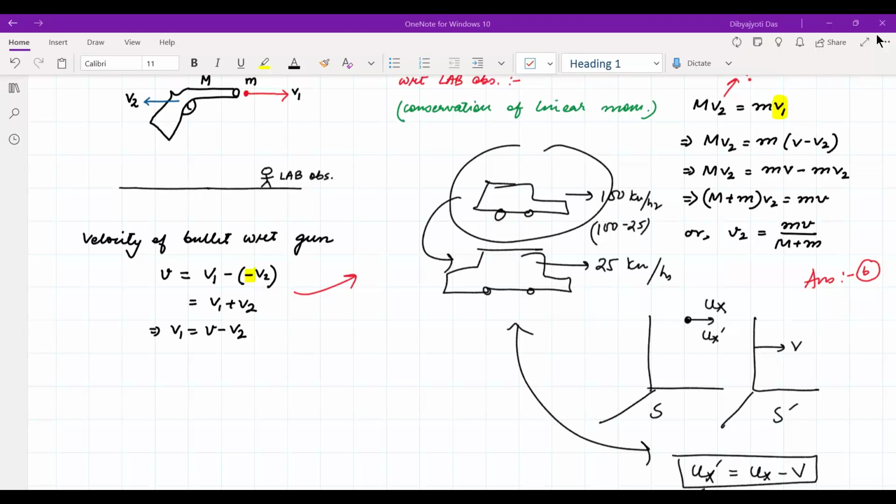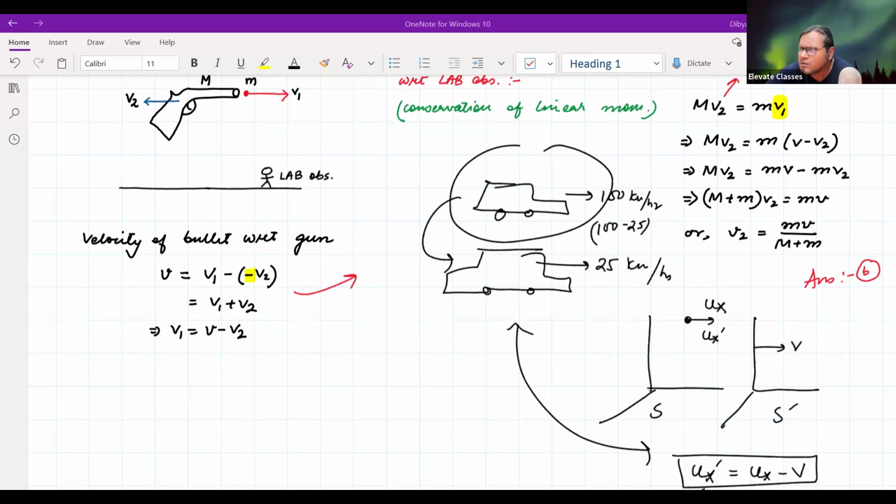All right. So I'm saying that the formula for the velocity of the bullet with respect to the gun is the velocity of the bullet with respect to the lab observer minus the velocity of the gun with respect to the lab observer. When the motion is in the horizontal direction, right?